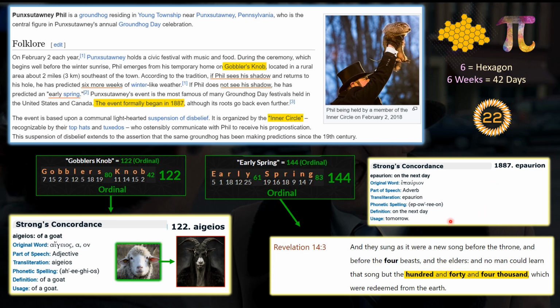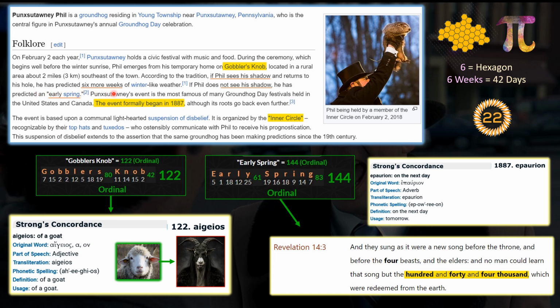1887 in the Bible means tomorrow, which is on the next day, which is the entire premise of the movie, is that Phil here is living Groundhog Day every day, and he's just trying to get to tomorrow. Now, going back to Genesis 1:26, we see here Phil is a representation of us, and if Phil sees his shadow, well, that means he's in flesh, and he will return to his hole.